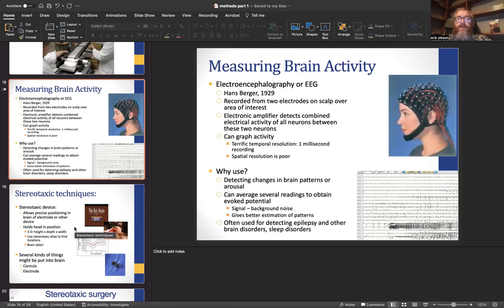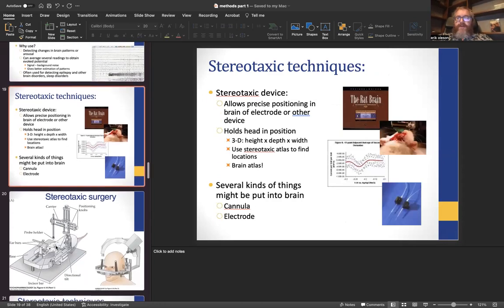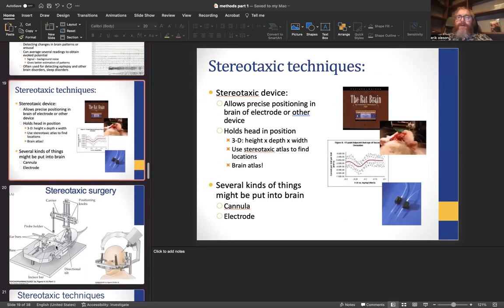But what can EEG be used for? It's useful for detecting changes in brain patterns or arousal. You can average several readings to obtain an evoked potential. And this can often be used for detecting epilepsy and other brain disorders, such as sleep disorders. This is very common in sleep labs. In fact, I'd be willing to bet that your smartphone probably has a setup where you can even give yourself an EEG.